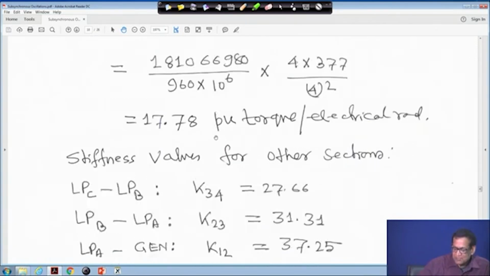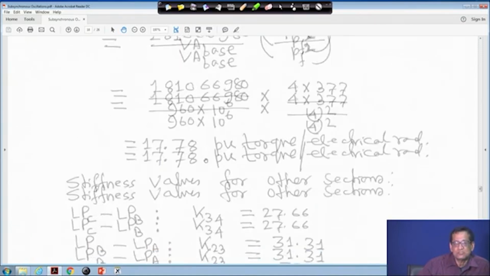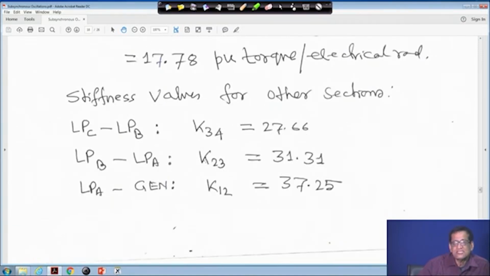Therefore, in a similar way, you find out the stiffness values for other sections. So, LPC to LPB, LPB to LPA, that is 3 to 4, 2 to 3 and 1 to 2. You will find K34 will be 27.66, all in per unit, that is per unit torque per electrical radian. K23 will be 31.31 and K12 will be 37.25. I did not show all this calculation, only one calculation is shown. Similarly, others you can easily calculate.